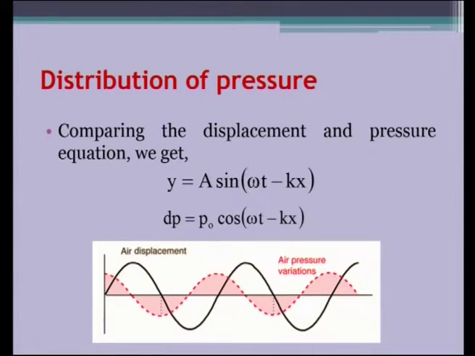Shall we do that? Let us have a look at the visual. This helps us to get an understanding. As the displacement varies, the pressure is also varying. Comparing the displacement and pressure equation, we show here the two. The solid dark line shows the displacement of the air, and the dotted orange line shows the air pressure variation. At this juncture, we have to be a little careful.